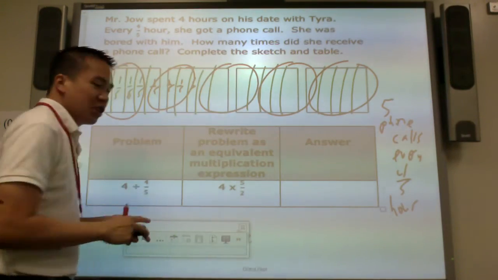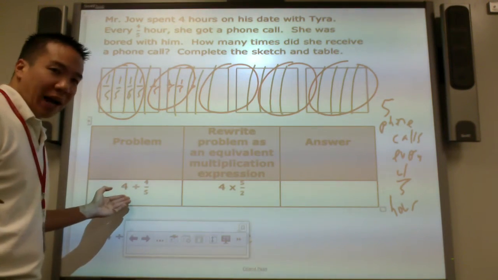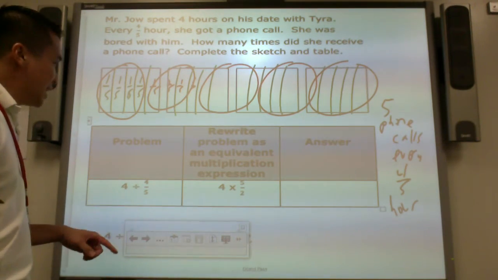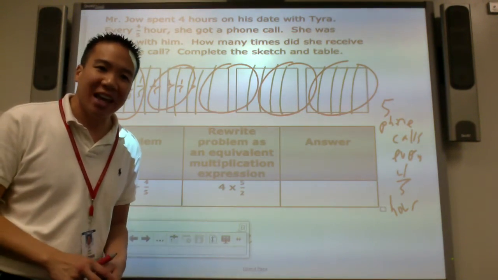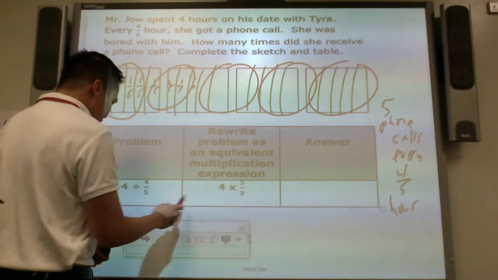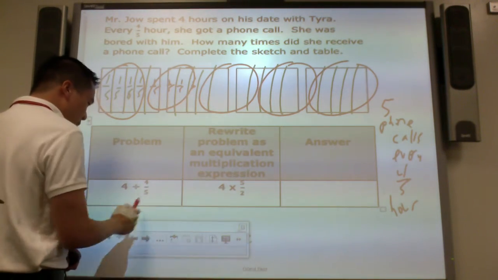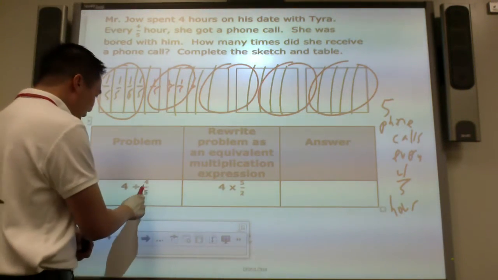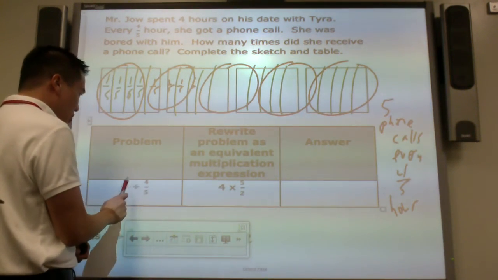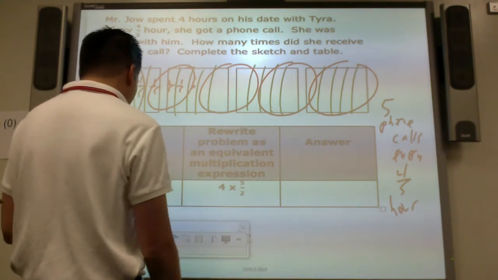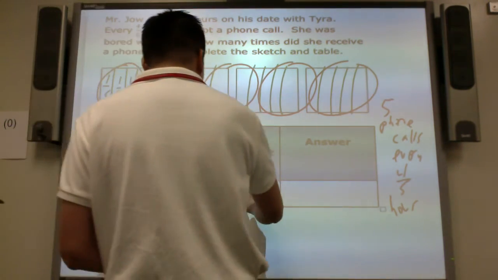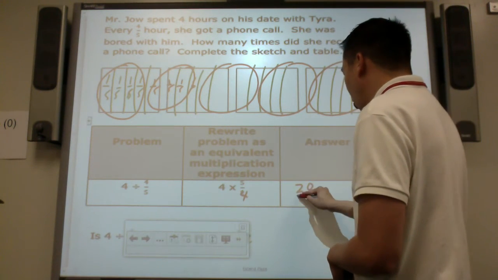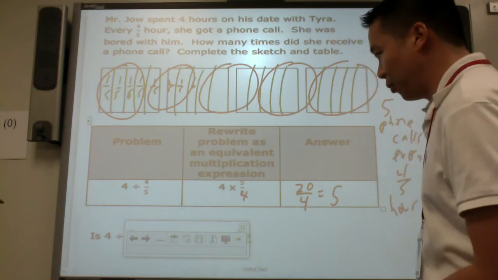So how would you set up a division expression? 4 hours divided by 4/5. How many 4/5 go into 4 whole? This can be written as a multiplication expression. So let's see how I came up with this. I kept the first number. I changed the division to a multiplication, and I flipped the 4/5 to 5/4. So it'd be 20 over 4, which is 5 whole.